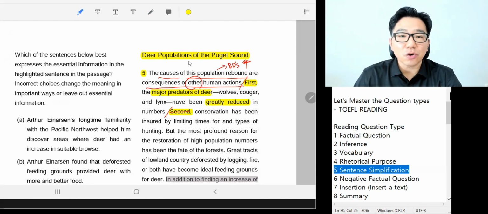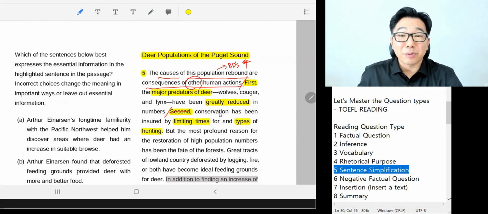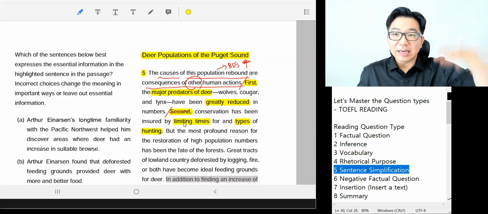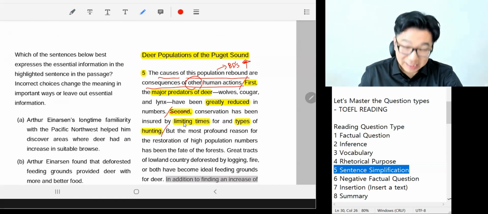Second reason, conservation has been ensured by limiting times for and types of hunting. Okay, so I think it was paragraph 2 or 3 that humans hunting to protect the crops exterminate deer's population, right? So they realized they need to put a limit on how many times they hunt and also types of hunting they are doing. Okay, so conservation obviously means protection. Okay, so maybe a new law or government regulation or whatever that may be. Conservation has been ensured by what did humans do? Limiting times and types of hunting they are doing. So they limited the hunting that humans do, so fewer black-tailed deer are being killed.